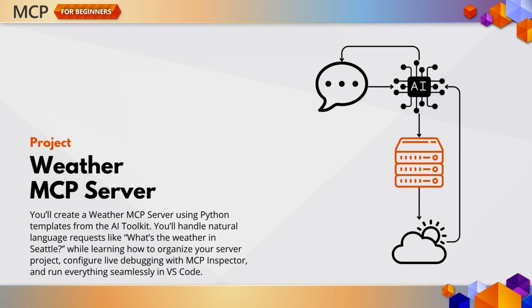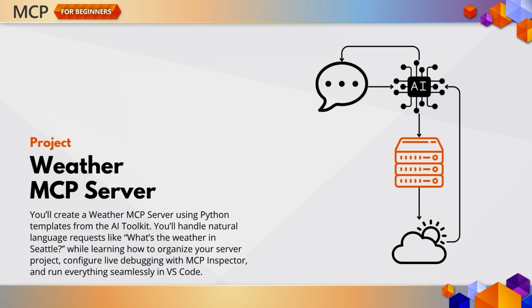Now that your agent can use external tools, it's time to level up. Module 3 gets into the nitty-gritty of custom MCP server development. In Module 3, you'll build your own MCP server from scratch using the AI Toolkit's Python templates. Your project? A weather MCP server that responds to natural language questions like, what's the weather in Seattle?